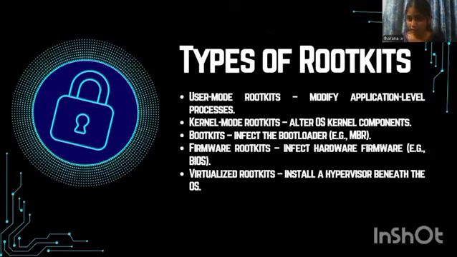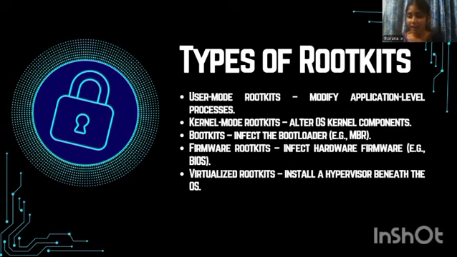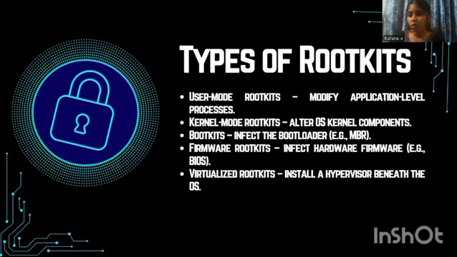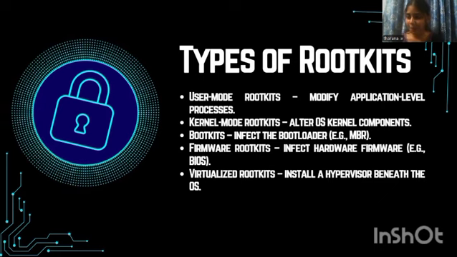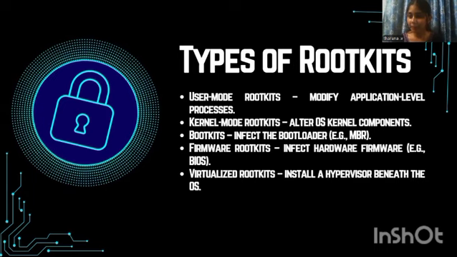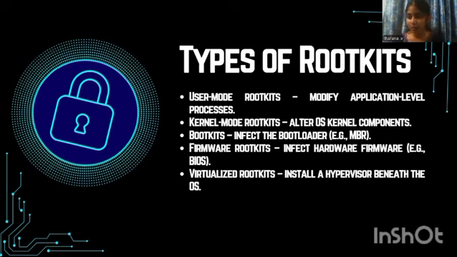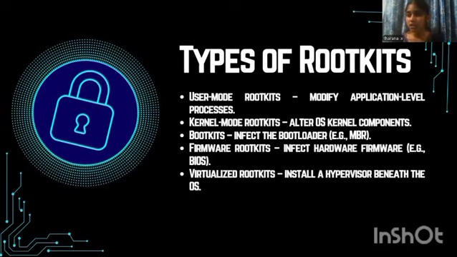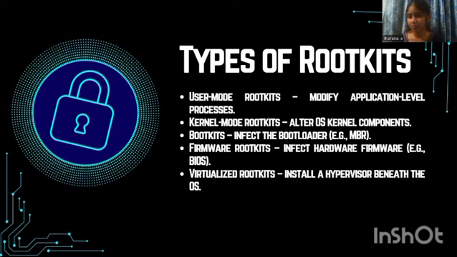There are several types of rootkits depending on where they hide in the system. The first one is user mode rootkits. These operate at the application layer. They modify normal applications or DLLs to hide processes or files. They are easier to detect compared to others. The second one is kernel mode rootkits. These are more dangerous. They modify the kernel, which is the core of the operating system. Once inside, they can control almost everything.